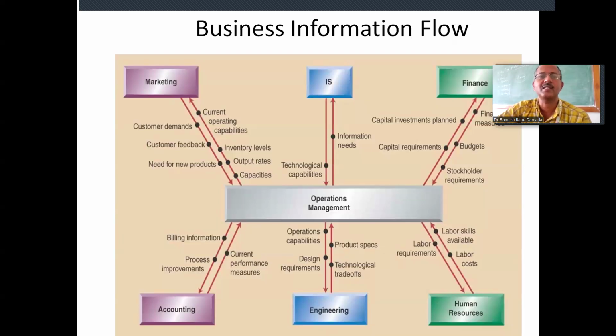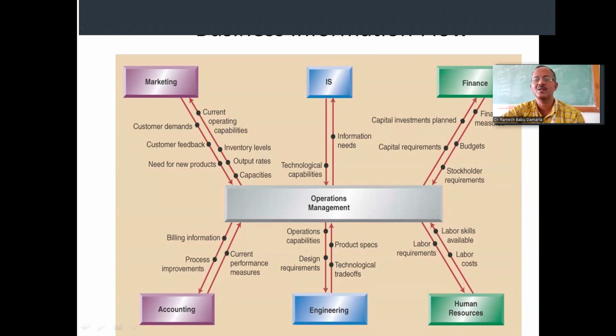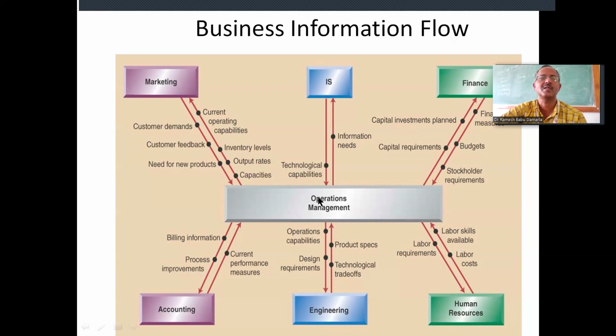Another aspect is business information flow. Here, you can see all the functions: marketing function, information systems, finance, human resource, engineering, accounts. All these are connected with operations. All these are connected together so that the entire operations can be successful. Efficient use of HR, efficient engineering practices and technologies, proper accounting, and marketing, because marketing is the front face of the company, then financial support.